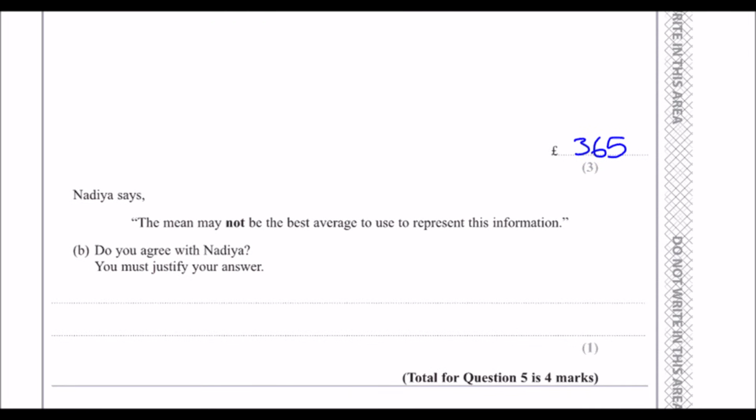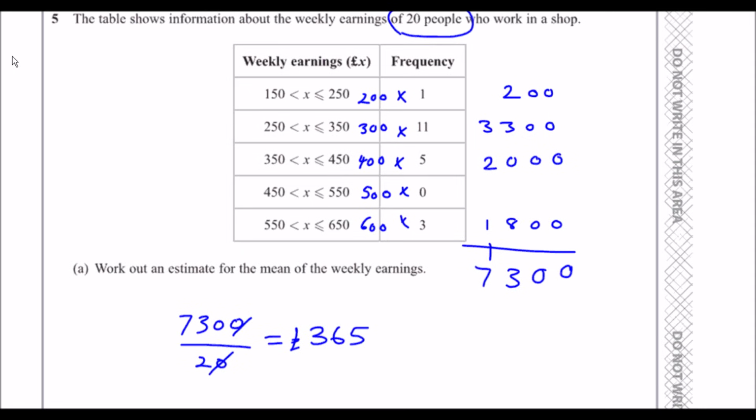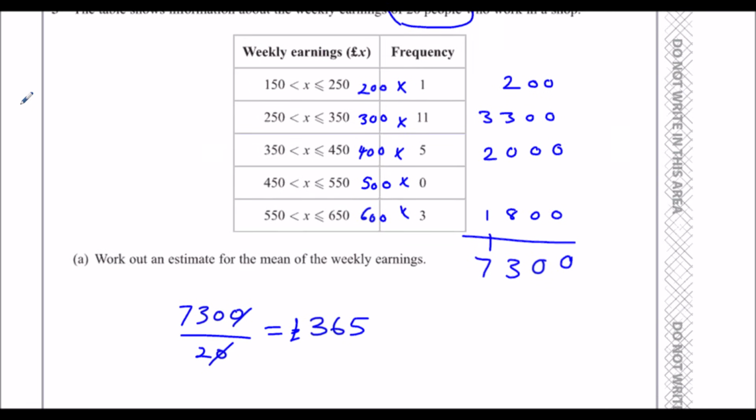Okay, part B. Nadia says the mean may not be the best average to use to represent this information. Do you agree with Nadia? You must justify your answer. So the reason we wouldn't use the mean is because the mean is affected by extreme values. If we have outliers, if we have really big numbers, they will drag the mean up. So they make it a less useful number.